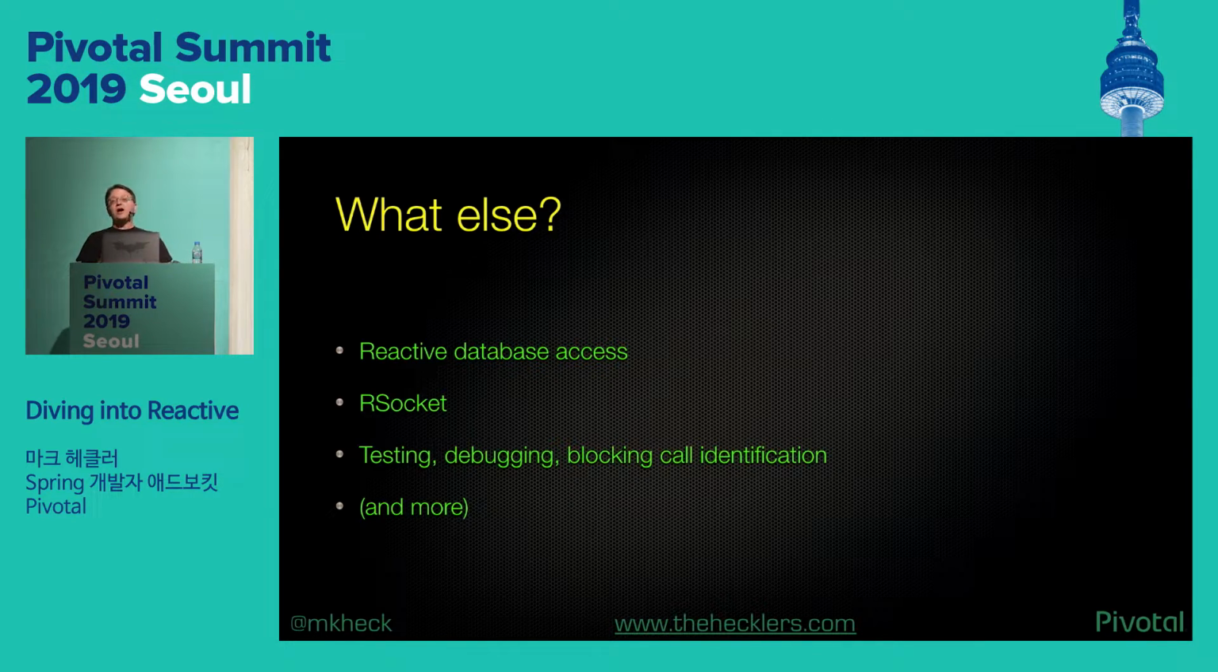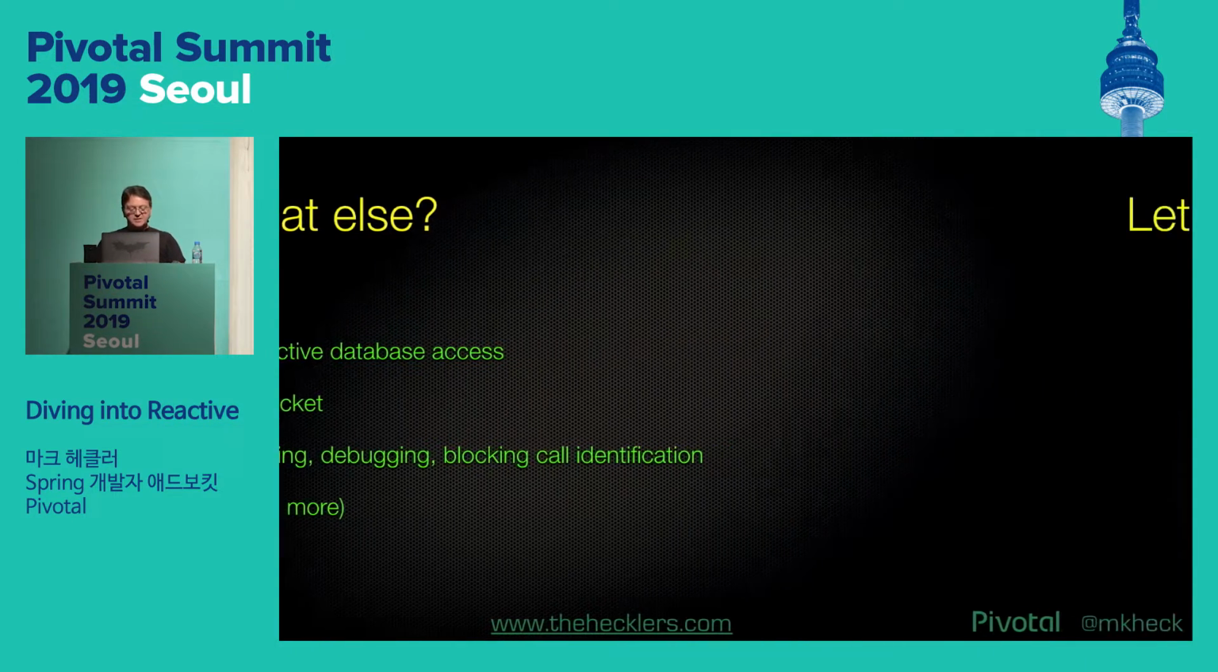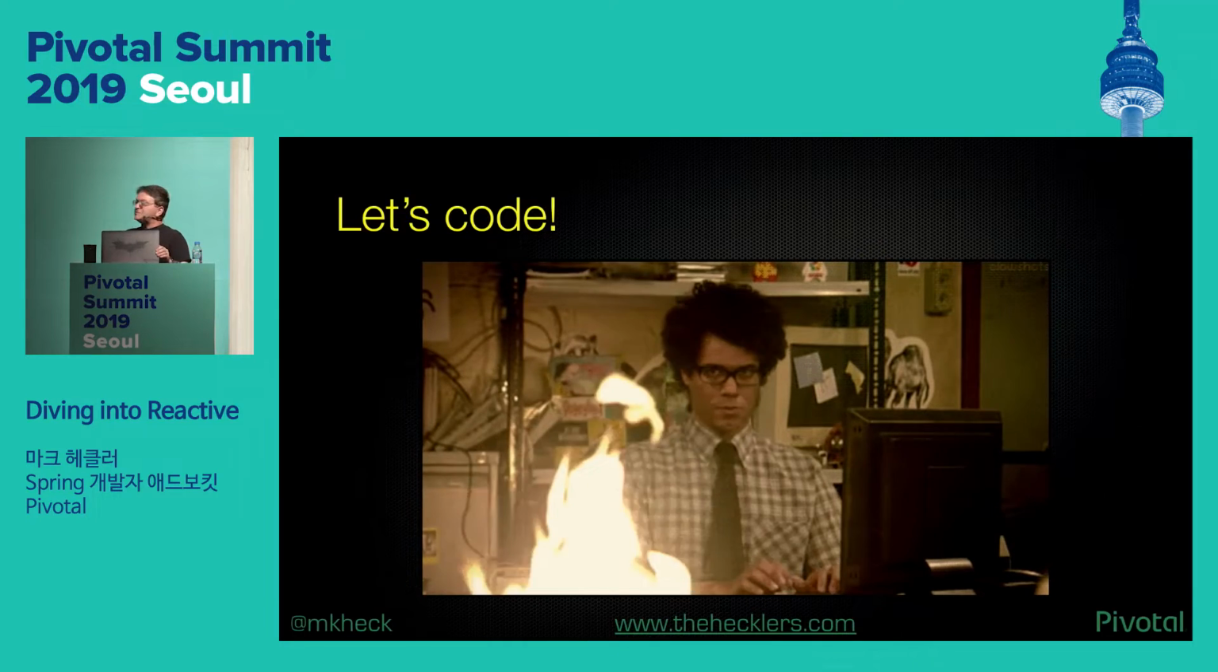Same thing with your blocking call identification. We have a tool called Blockhound: when you think you're non-blocking, you insert this as a dependency, you test out your code, and it tells you exactly where a blocking call is lurking, which is huge, right? Microsoft uses that for their tools as well, which is a very nice endorsement. And more. There's so much more, but time. So we're going to code.